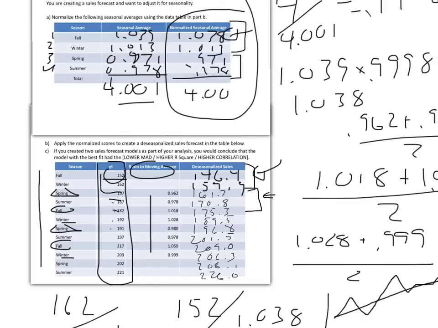Part C is a short answer here. If you created two sales forecast models as part of your analysis, you would conclude that the model that had the best fit had the lower MAD, the higher R-squared, or the higher correlation. As you recall, we looked at MAD and mean squares of errors, looking at the absolute difference between what your model predicted and your result. And so that here would be what we're looking for. If you're comparing two models, you'd look at the one that had the lower MAD as the better model. Again, assuming that you've got something that's statistically significant and so forth, you would look at that and say, okay, that's a better fit.